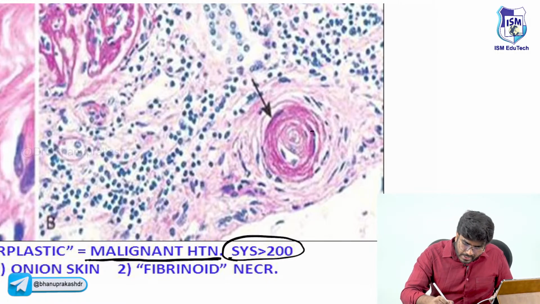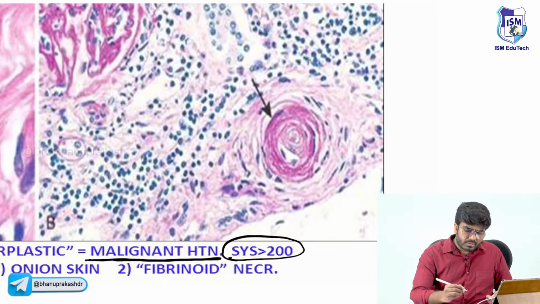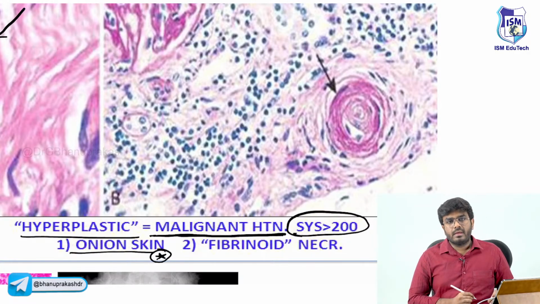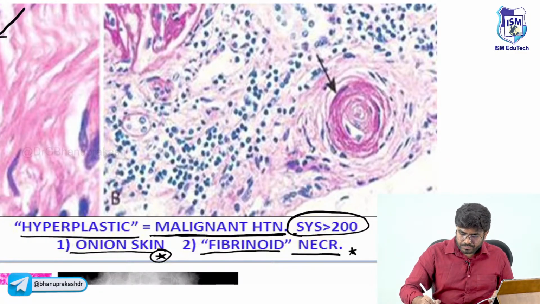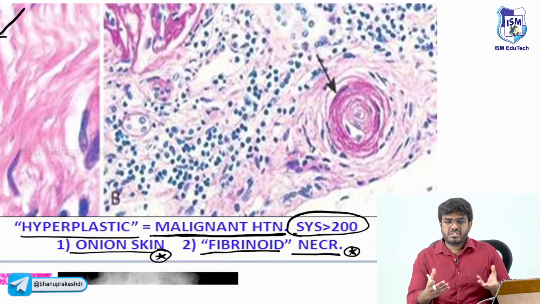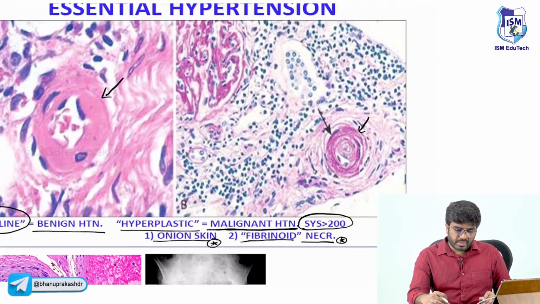See, many layers are there, hyperplastic, like an onion skin. So this is called hyperplastic arteriosclerosis, where you will be seeing the onion skinning. And here there will be fibrinoid necrosis also, because the vessels are dying and pink color fibrinous deposition is also happening here. So malignant hypertension can lead to fibrinoid necrosis. That's one important point I want you to know.